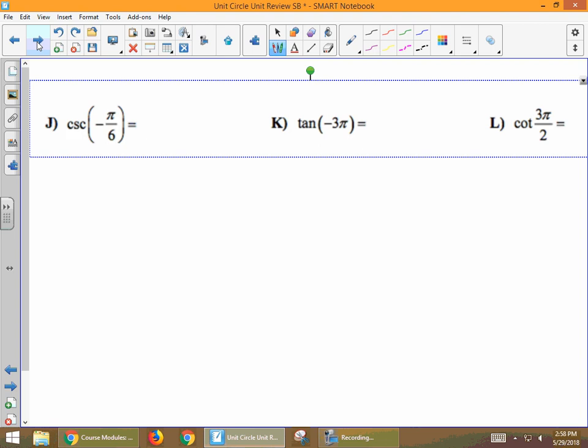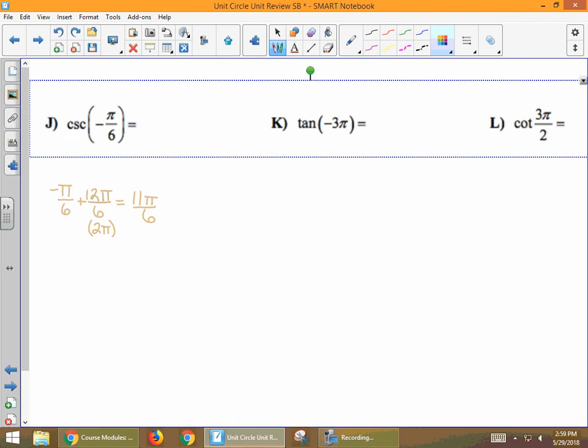Ooh, this is a good line. Cosecant, tangent, and cotangent. Cosecant at negative pi over 6. So I'm going to take negative pi over 6 and first get it on my unit circle between 0 and 2 pi. So I'm going to add 2 pi here. And 2 pi over 6 is 12 pi over 6. So what I'm looking at here is a coterminal angle of 11 pi over 6.